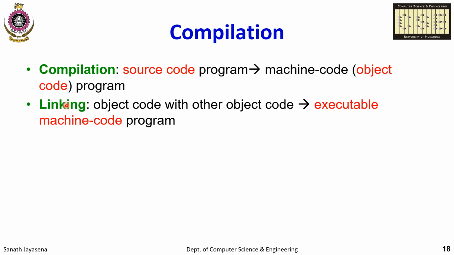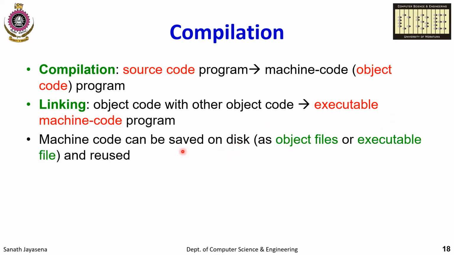So when we link our object code with the system-provided library codes, functions, and so forth, you get the complete executable machine code, which we can save on disk as a file, or set of files, and reuse whenever we like. At any time you want to run it, you can execute it. Okay, so this is basically how compilation works. You don't need to recompile the source code. We don't even have to look at the source code.